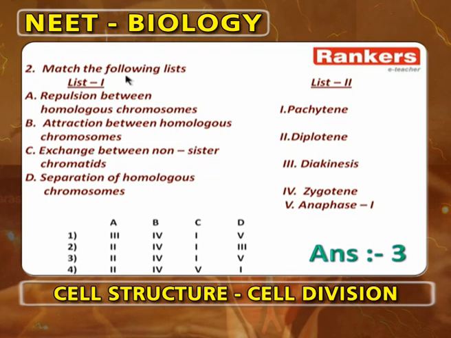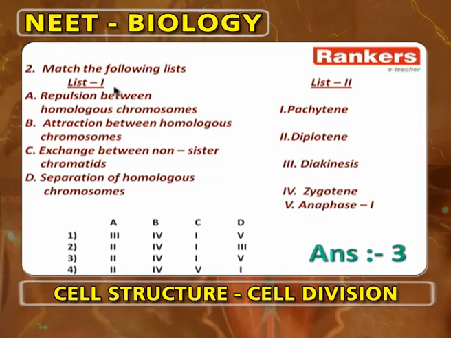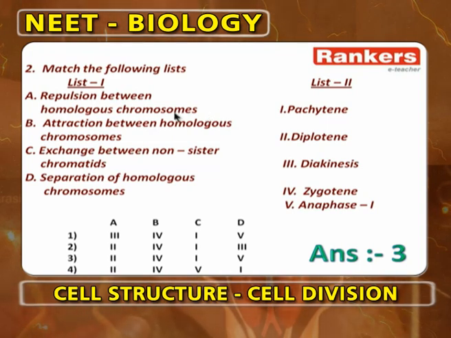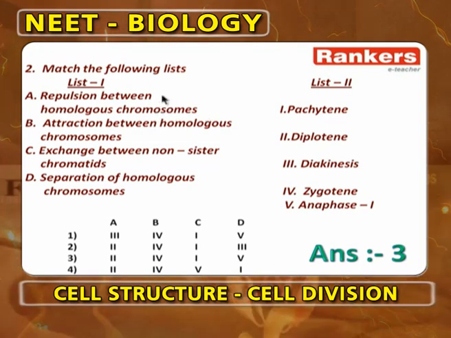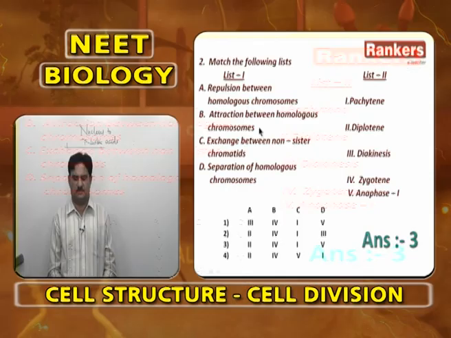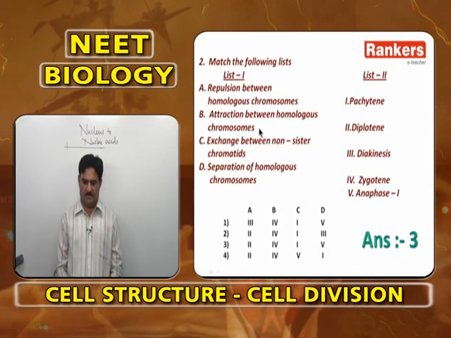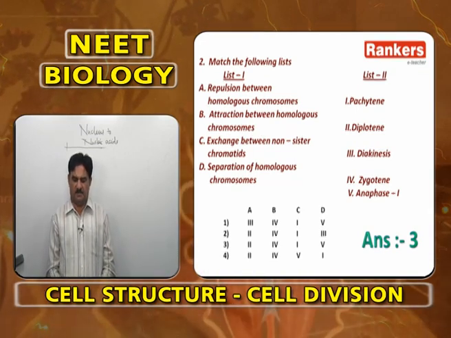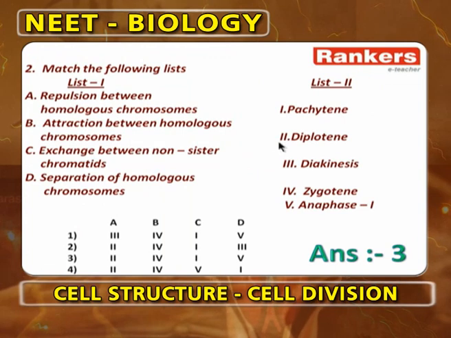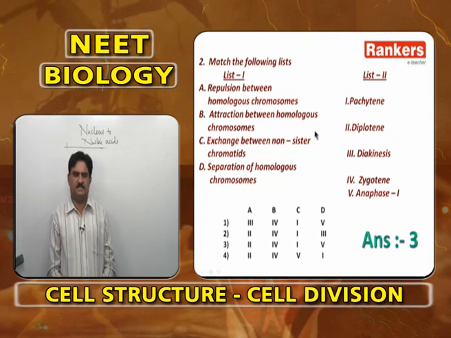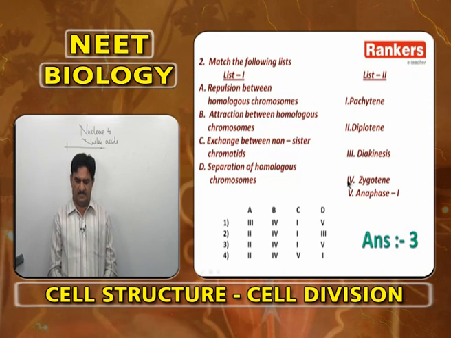This is a matching question regarding meiosis. Repulsion between homologous chromosomes is diplotene, because in this stage the dissolving of the synaptonemal complex occurs. Attraction between homologous chromosomes is called synapsis, which occurs in zygotene. So the answer is 3, A to B4. Attraction between homologous chromosomes is synapsis, where the synaptonemal complex forms, that is zygotene.